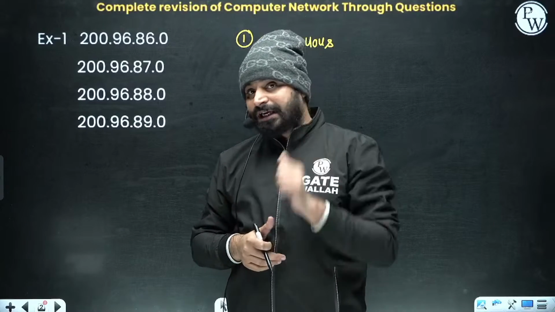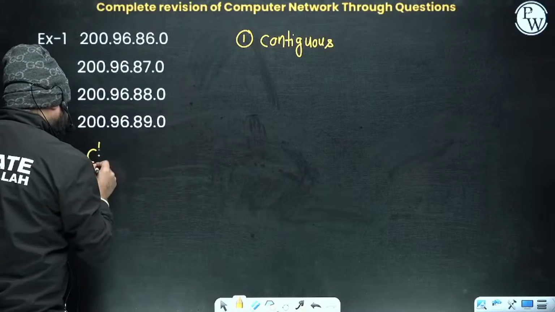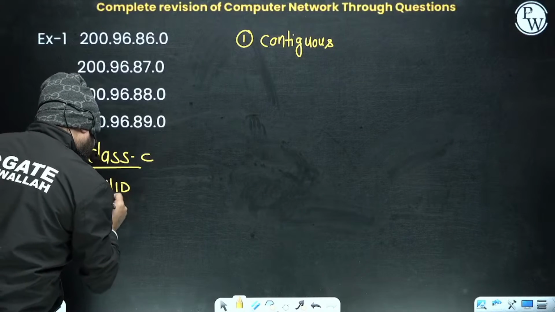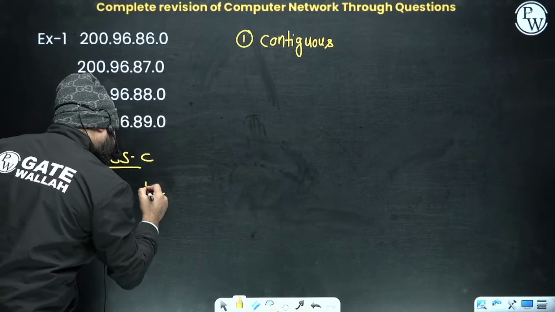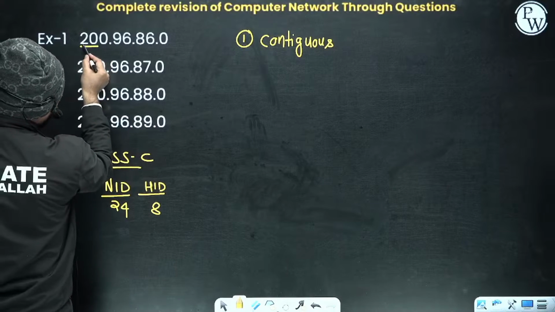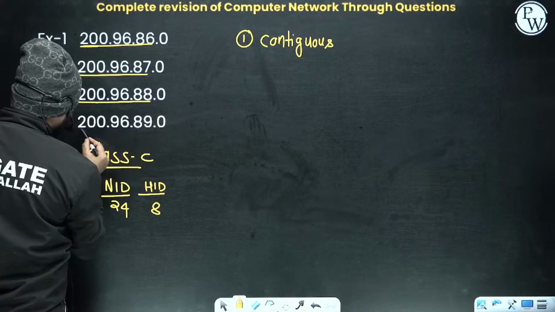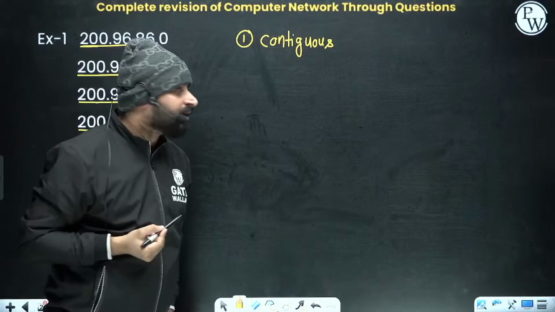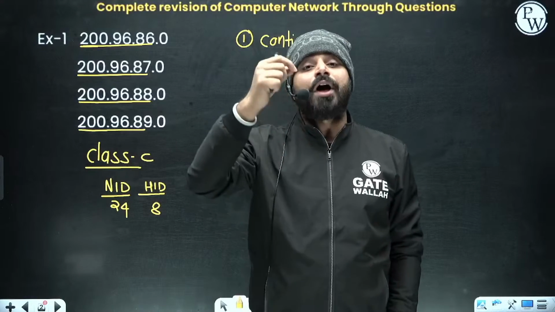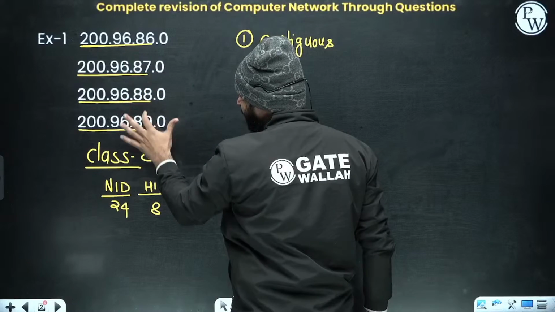200 means class C. Class C has a network ID of 24 bits and a host ID of 8 bits. Network ID 24 bits means the first 3 octets. So in classful addressing, you have to focus on the third octet and check whether it is contiguous or not. This is 86, after that 87, after that 88, after that 89.